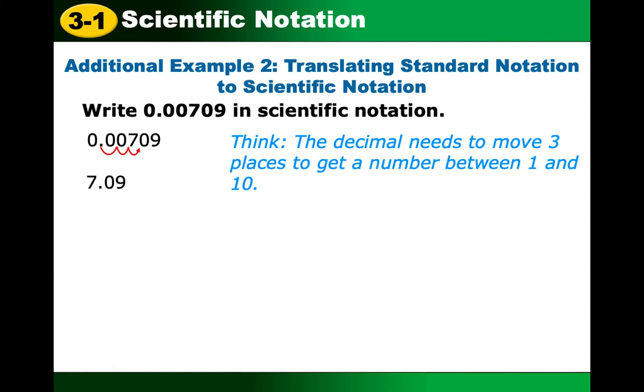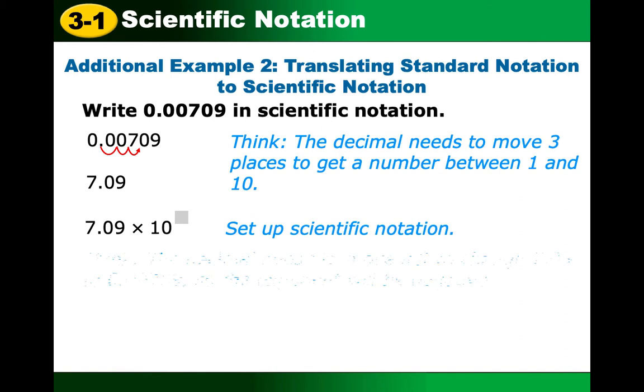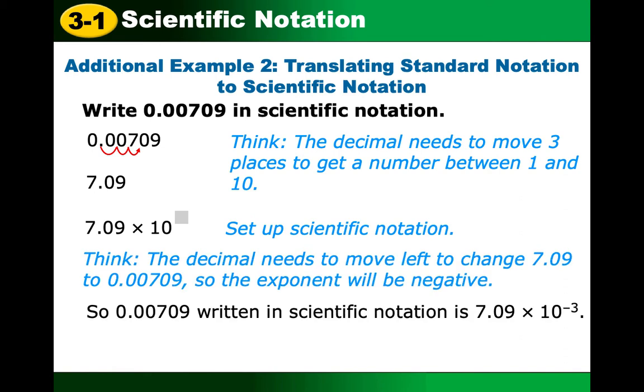So now you have 7.09, but we know that this number isn't 7.09. 7.09 is much larger than this 0.00709. So to make sure that our scientific notation properly represents the number, we're going to have to put a negative power of 10 so that we can reduce the value by a factor of 1,000. Okay, so if we move the decimal point 3, then we have to write it as 10 to the negative 3. Okay, so written in scientific notation, 0.00709 would look like this, 7.09 times 10 to the negative third.